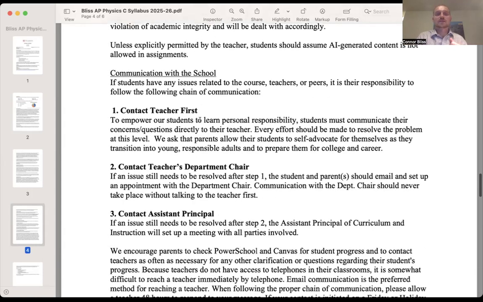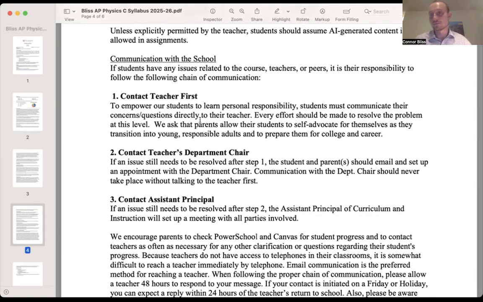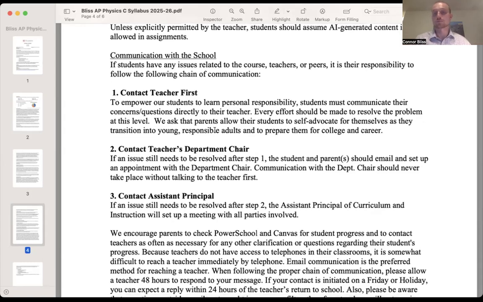And then the final thing from the syllabus: if there ever is an issue that arises with the class, a question or concern you have with either the course itself, myself, or someone in your class, please do follow this chain of communication. First, talk to me. After that, if you don't have a resolution from our discussions, then we ask that you and your parents, if you want to elevate it to the next in that line of communication, contact our department chair. After that, our last step would be contacting the assistant principal.